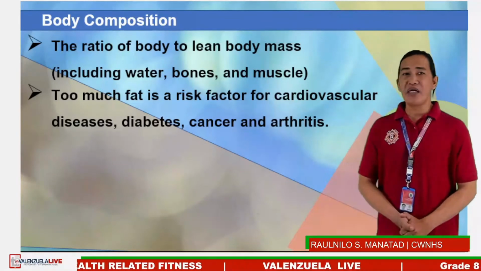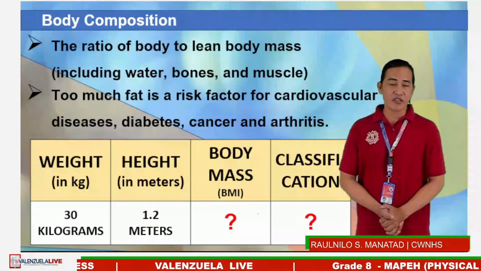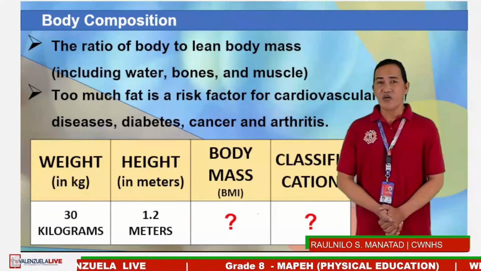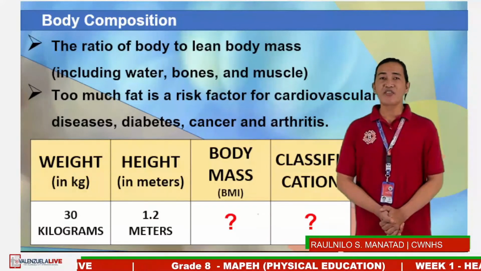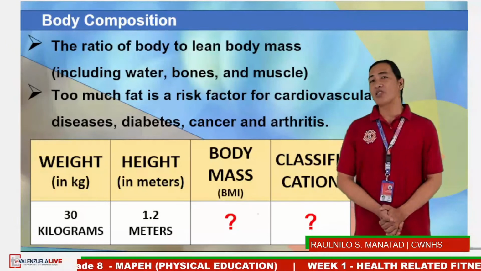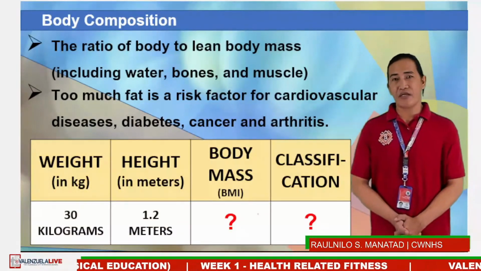I want you to copy the table. The first column is the weight, which is in kilograms. The second column is height, which is in meters. The third column is the body mass index, or the BMI. And the fourth column is the classification of your BMI.